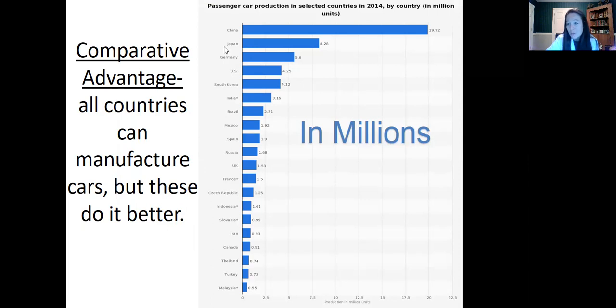With comparative advantage, you guys see all countries around the world could produce cars, but China has found a way to produce more, faster. So China's at the top of that list for producing the most cars in the world.